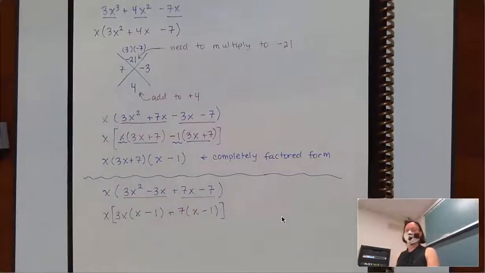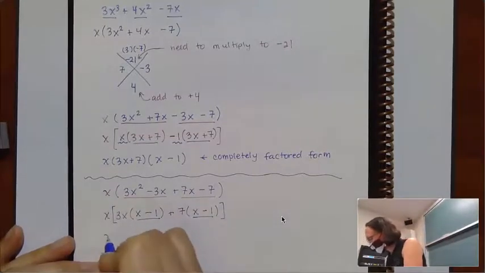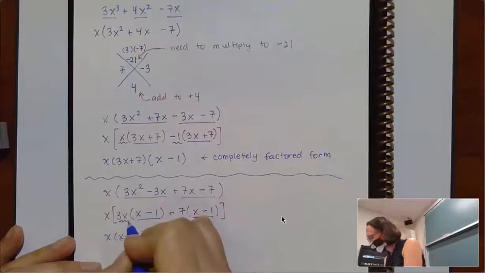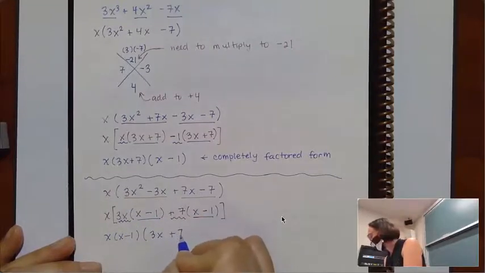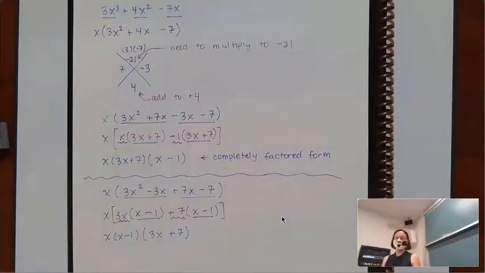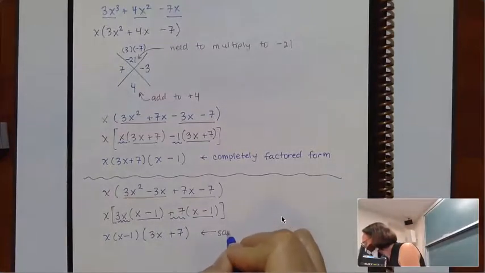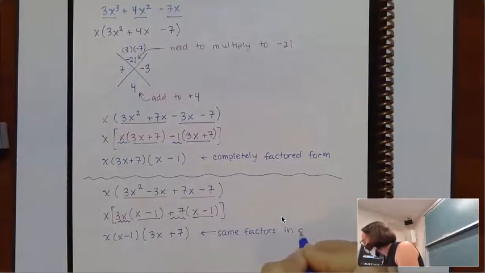So now when I go to do that second round of factoring, these both have an x minus 1. So that's what I would pull out. From the first piece, I'm left with a 3x. And from the second piece, I'm left with a plus 7. So they're the same. They're multiplied in a different order, but this is the same factors in a different order.